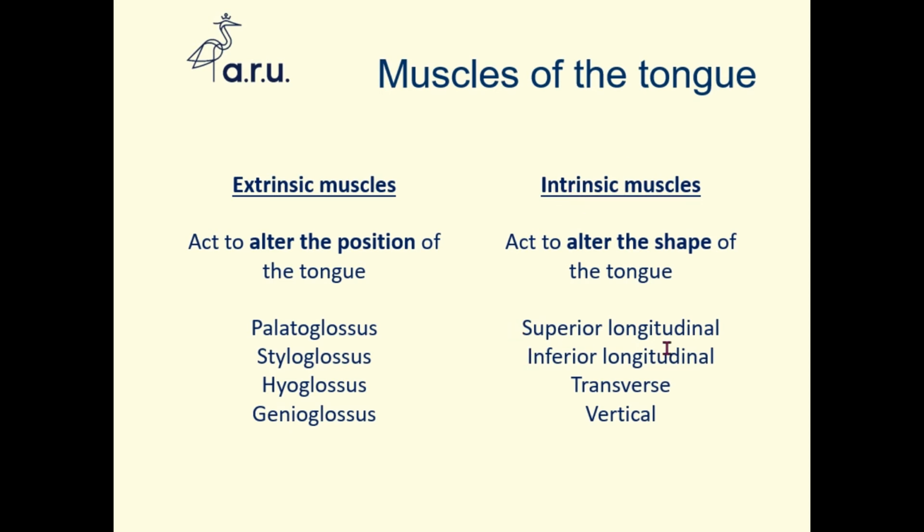superior and inferior longitudinal muscles, which, when they contract, change the length of the tongue and make it shorter, and the transverse group of muscles, which, when they contract, decrease the extent of the tongue sideways, and the vertical group of muscles, which, when they contract, decrease the vertical extent of the tongue.